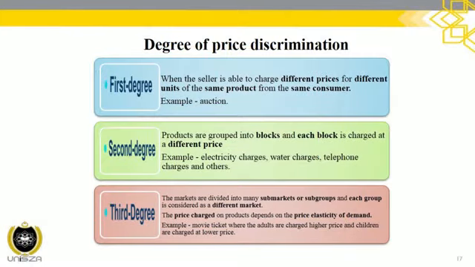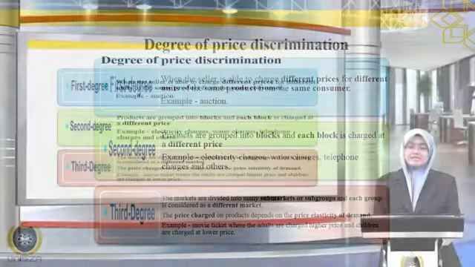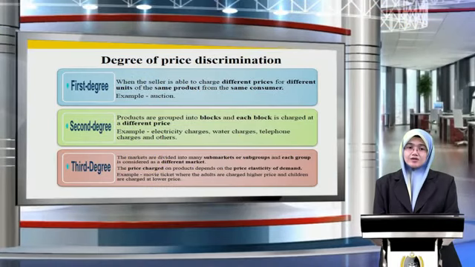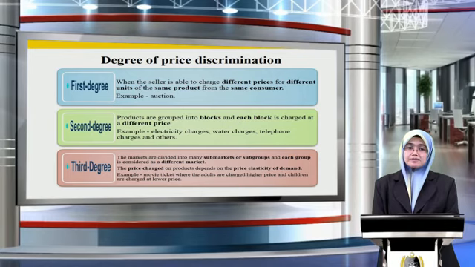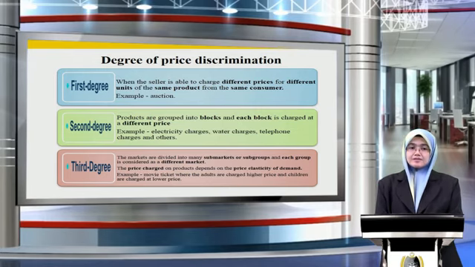There are 3 degrees of price discrimination. The first degree, alternatively known as perfect price discrimination, occurs when a firm charges a different price for every unit consumed. The firm is able to charge the maximum possible price for each unit, which enables the firm to capture all available consumer surplus for itself. In practice, first degree discrimination is rare.